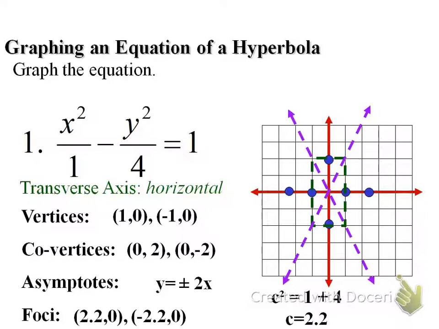Now I'm going to draw in the actual graph. Remember, it's going to be going through the vertices, approaching the asymptote. So the asymptotes kind of direct you on how wide each one needs to be.